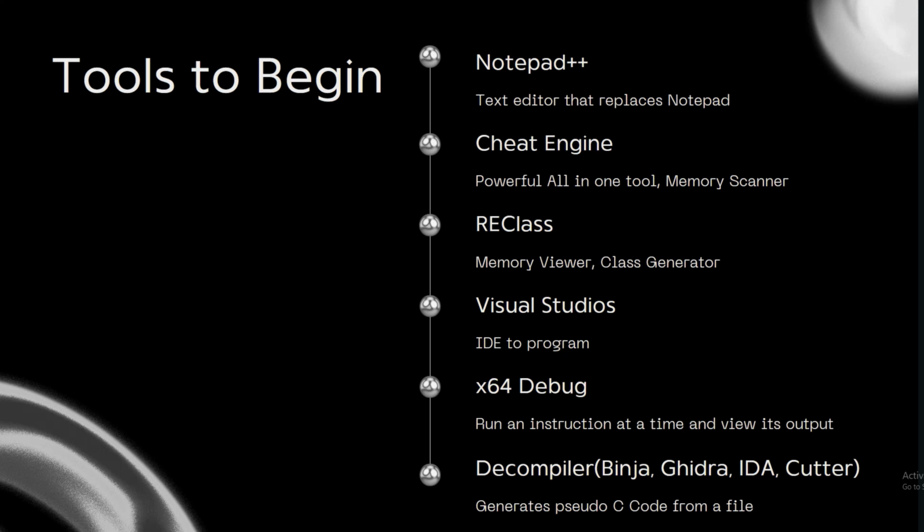Next is going to be a decompiler. A decompiler is just the opposite of a compiler. When you're programming an app in Visual Studio, you compile it into machine code, and that machine code is what the computer runs. And this is important because games won't give us the source code, they'll give us the exe file, and that is in machine code.